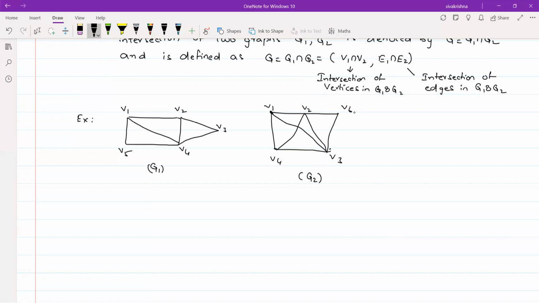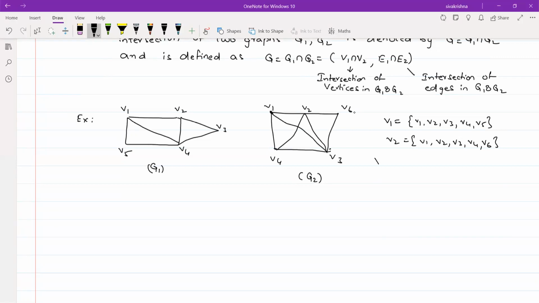Okay, so if you want to define G1 intersection G2, first of all we have to write V1. What is V1? The set of all vertices in graph 1: we are having V1, V2, V3, V4, V5. And V2 means the set of all vertices in graph 2: we are having V1, V2, V3, V4, V6.